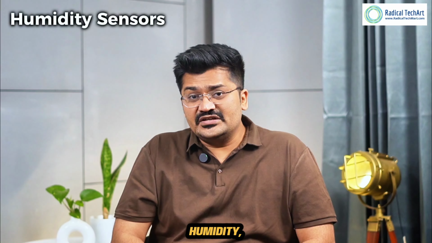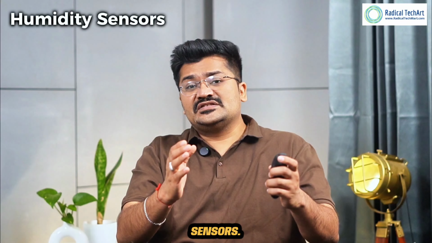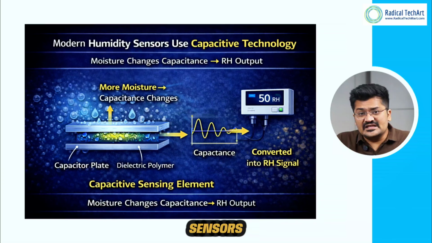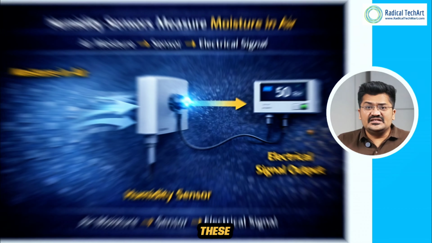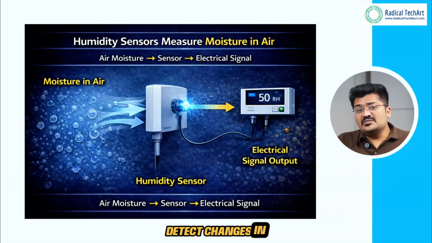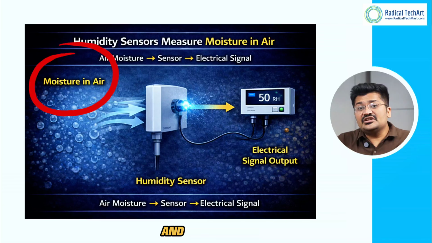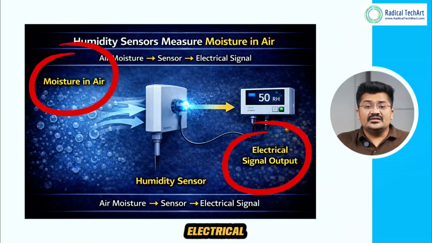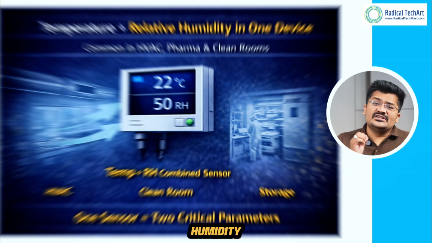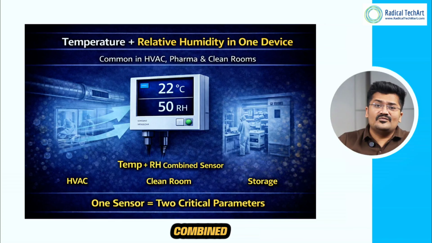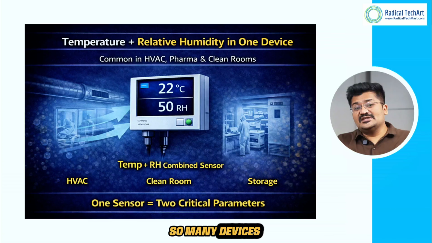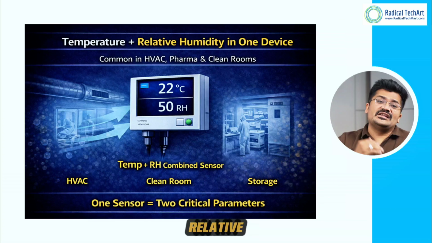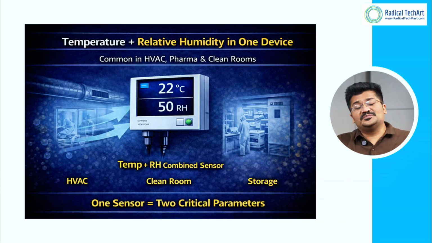To measure humidity, we use humidity sensors. Most modern humidity sensors use capacitive sensing technology. These sensors detect changes in moisture content in air and convert it into electrical signals. Now, humidity sensors are usually combined with temperature measurement as well. So many devices measure temperature and relative humidity together.